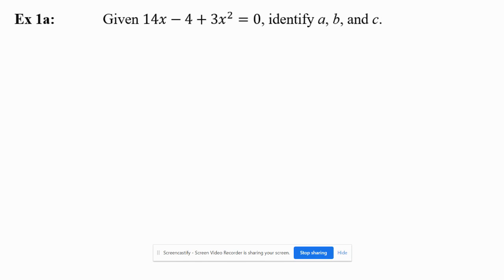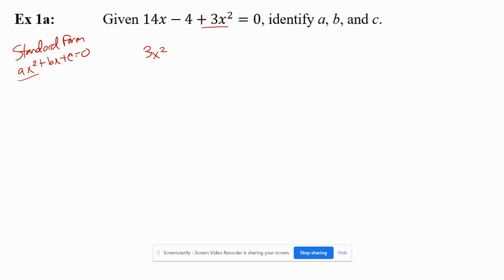So we want standard form, which is ax squared plus bx plus c is equal to 0. We want the ax squared first. That's positive 3x squared. I'm just going to rearrange it. I don't need to do the opposite operation because I'm not trying to get it to the other side of the equation. I'm just trying to rearrange it within the same side.